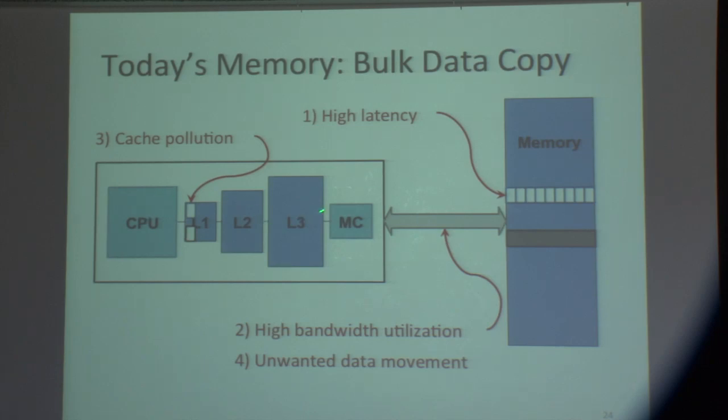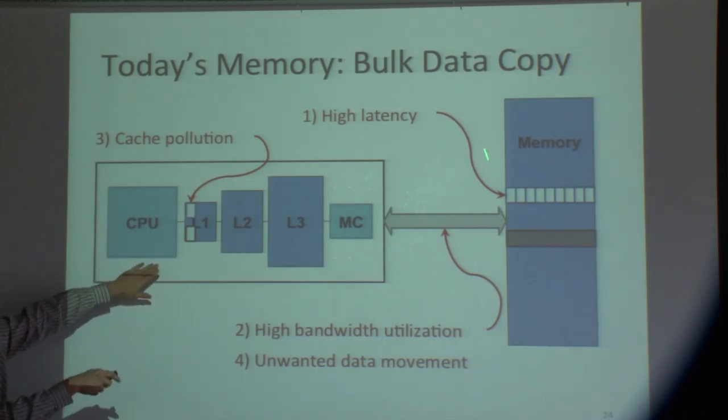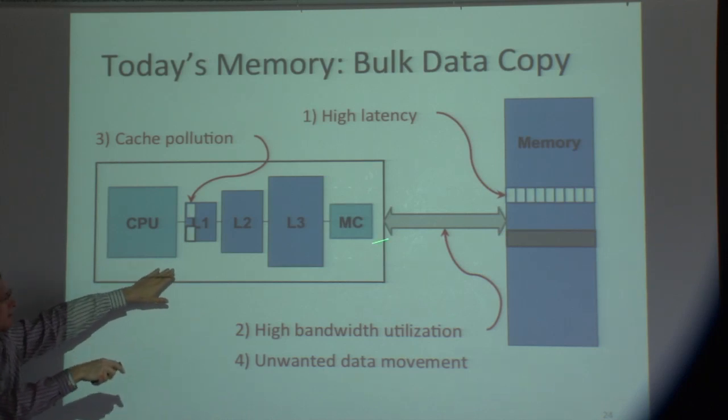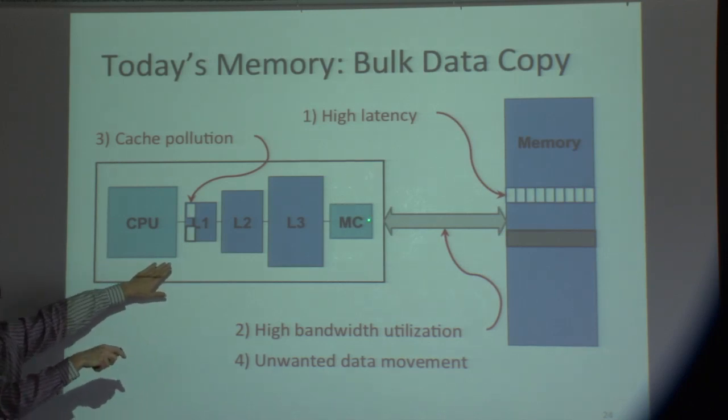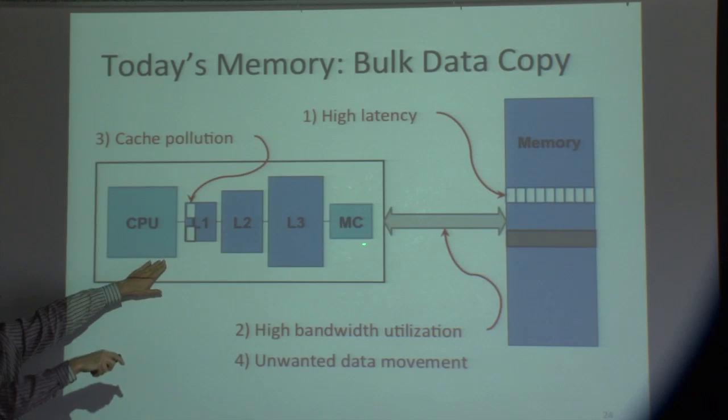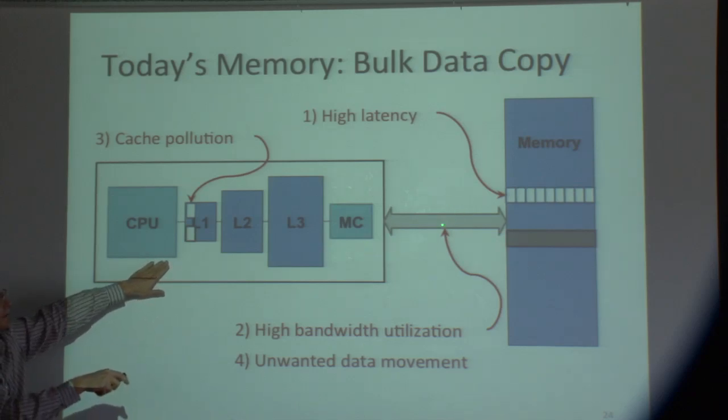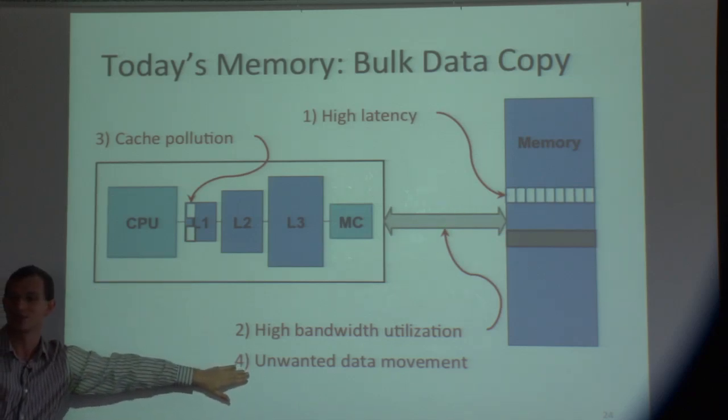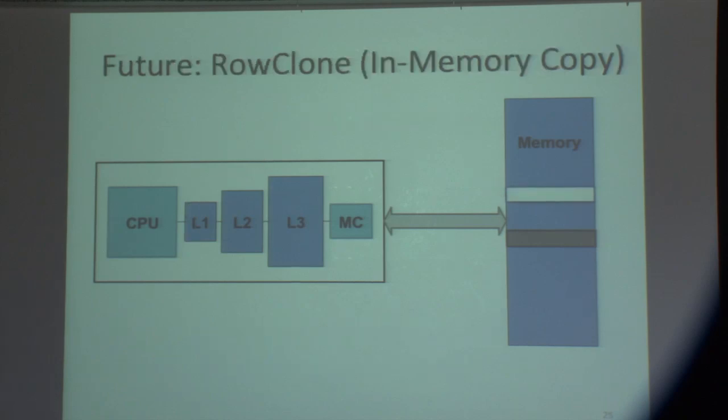Now you can save some of this by doing this through the DMA, Direct Memory Access Controller, right? The CPU tells the DMA engine to copy this page to this destination page, and it sets up the DMA engine to do that. Now this gets rid of the cache pollution effect, which is good, but this doesn't get rid of the high latency, because the DMA engine actually sits closer to the memory controller and brings the data through the memory controller. It doesn't get rid of the high bandwidth utilization. It doesn't get rid of the unwanted data movements. So we'd like to do much better than that.